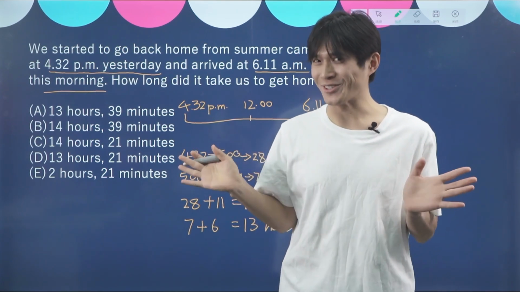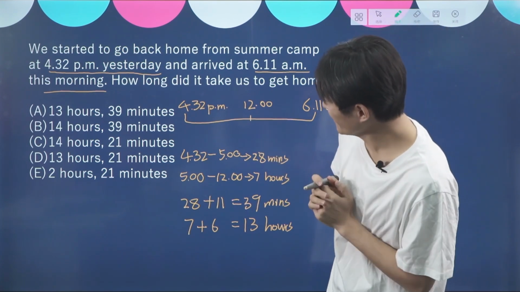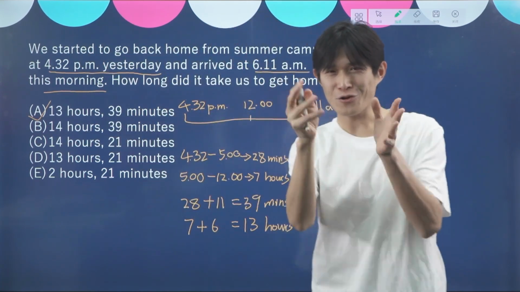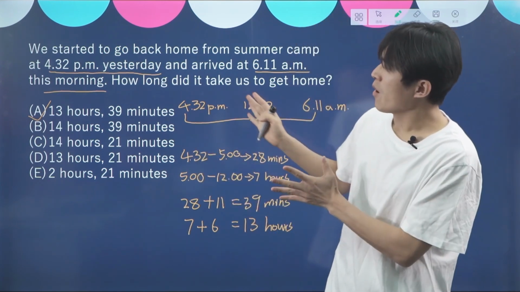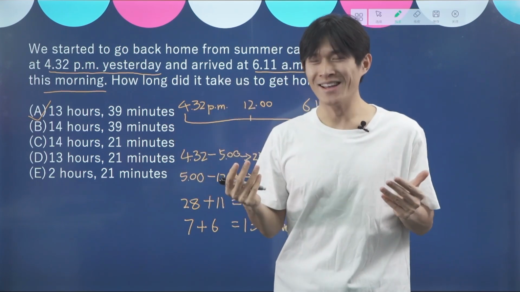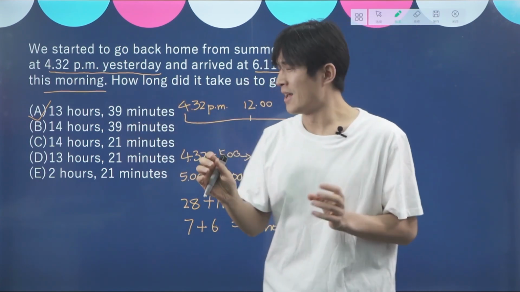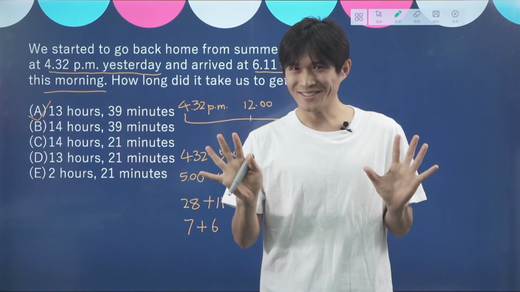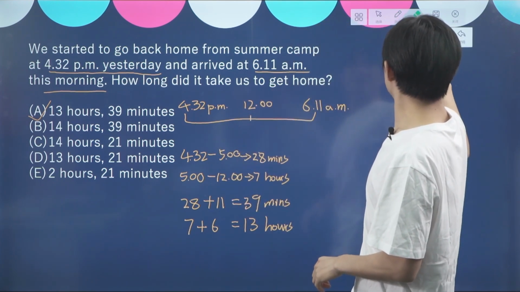I think we got the answer, right? 13 hours and 39 minutes. Where is it? Ha! It's A. Ta-da! If you choose option A, congratulations, well done. So next time, when you notice that it's about calculating hours and minutes, you need to find the start time and the end time, and then find the duration. And that's the answer. All right, next we'll come to our second problem.